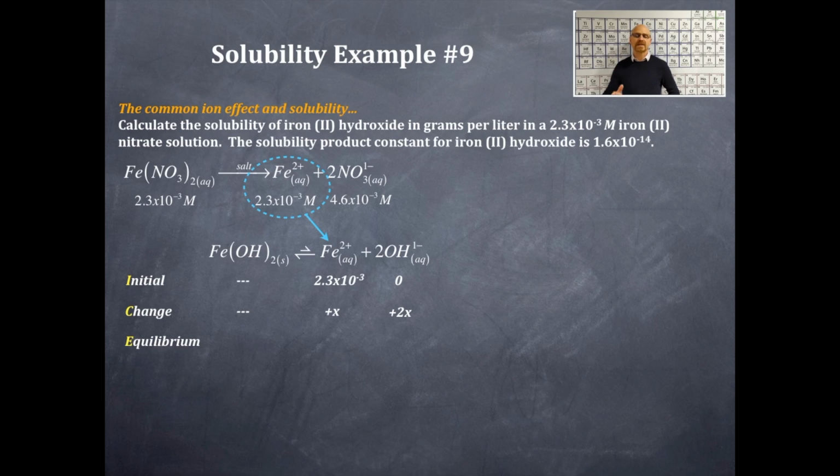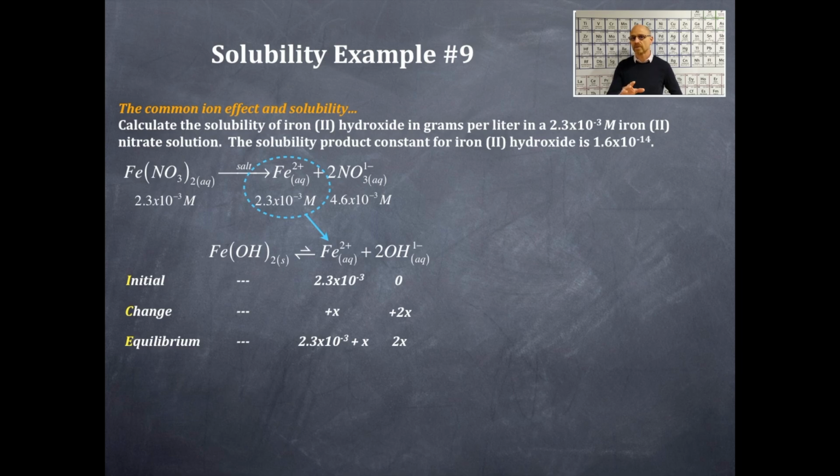We're going to draw a line in the sand and add up the initial and the change columns to get the equilibrium column here. And that is the 2.3 times 10 to the negative 3 plus x. Okay, that's why I get this for the equilibrium. And then 0 plus the 2x, and I get this 2x here for the equilibrium for the ferrous hydroxide.